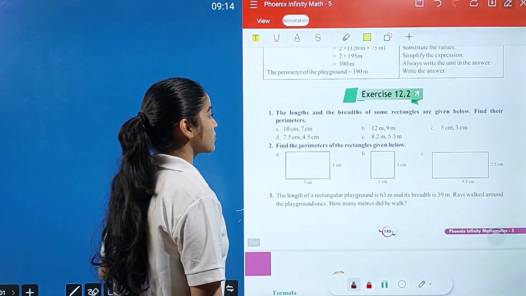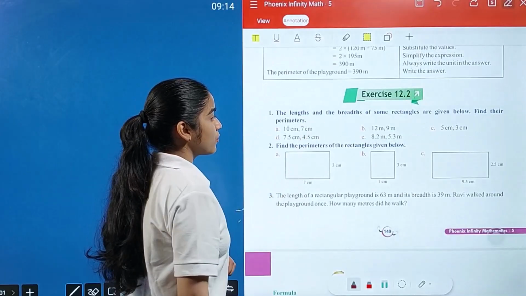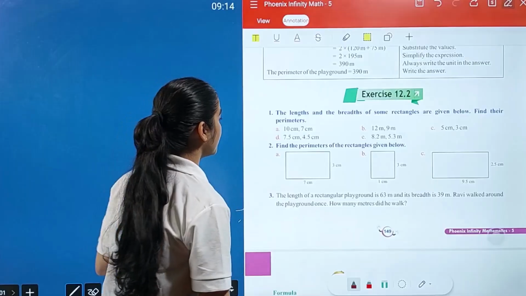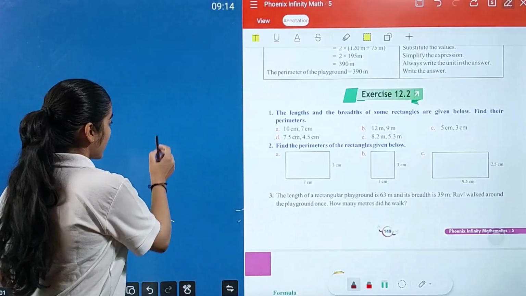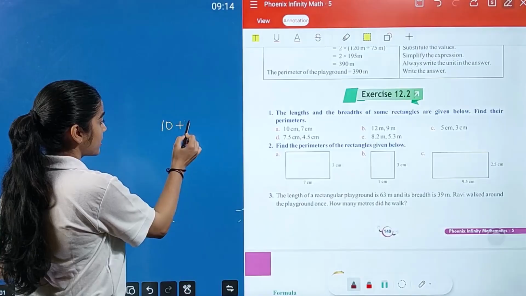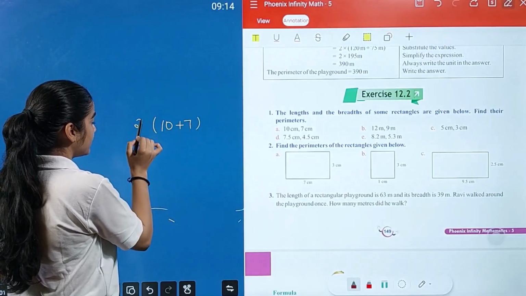Now we have our exercise 12.2. The length and the breadth of some rectangles are given below. Find their perimeters. So 10 plus 7, and multiply it by 2.